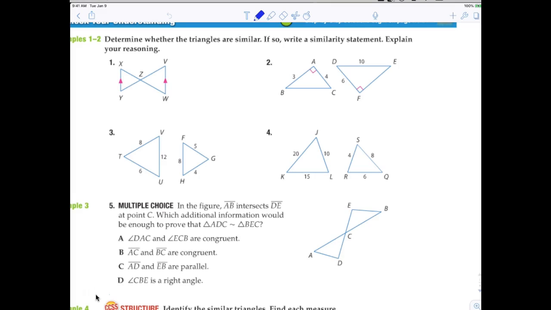Now remember we said if you have similar figures, then the angles are always what? The angles are always congruent, and the sides are always what? The sides are always proportional. So again, sides are proportional, angles are congruent.